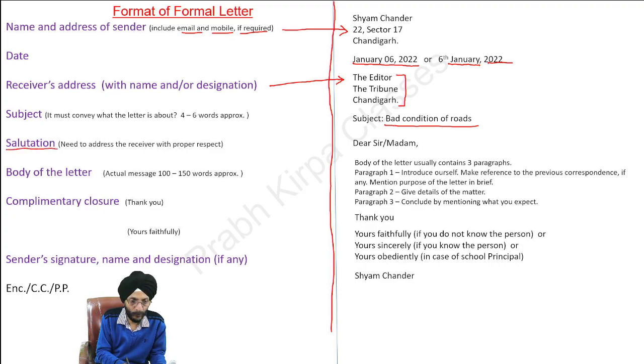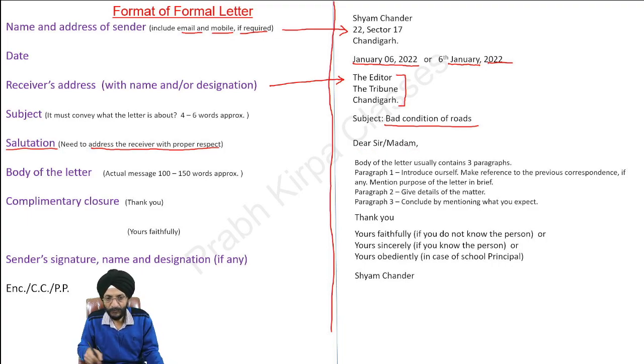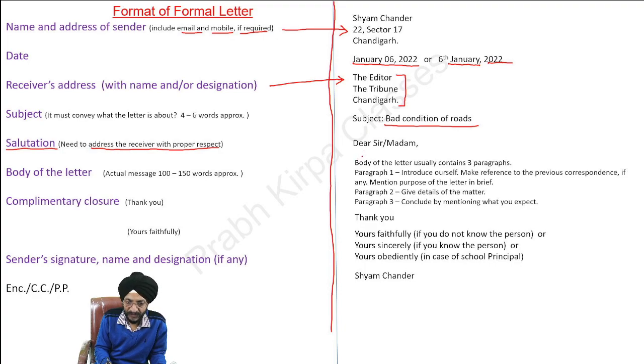Next is salutation. We have to address the receiver with proper respect. In case of formal letter, we may write dear sir oblique madam. If we know that the other person is madam, you may write dear madam. If you do not know whether the other person to whom you are addressing the letter is sir or madam, you may simply write dear sir. After leaving some space, that is one line, you may start the body of the letter.